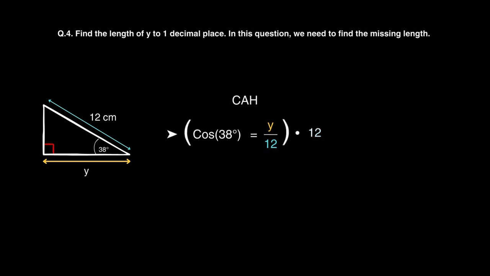Next, we need to get rid of the fraction. Multiplying by 12 will do the job. Therefore, we get this equation. Y equals 12 times cosine 38 degrees. If you put it in a calculator, you should get y equals approximately 9.45, and so on. If we round that number to the nearest decimal, you will get 9.5. Let's move on to the last one.